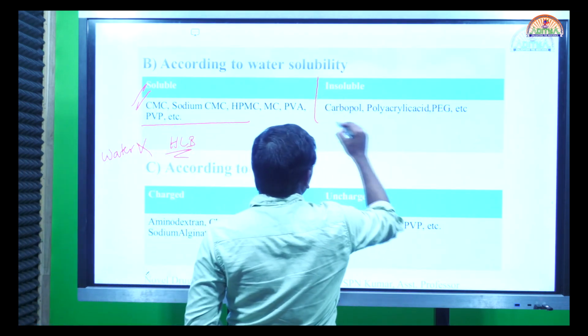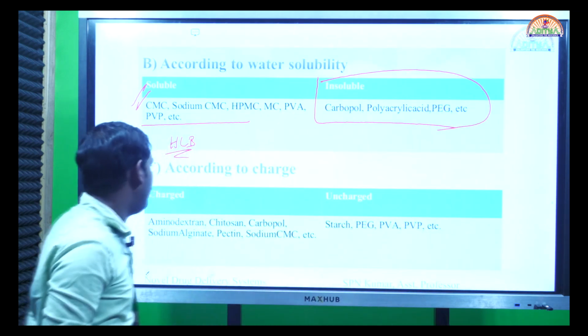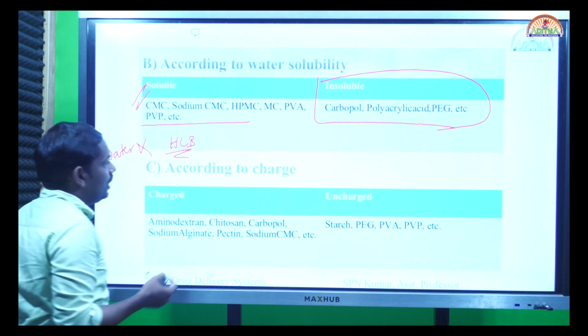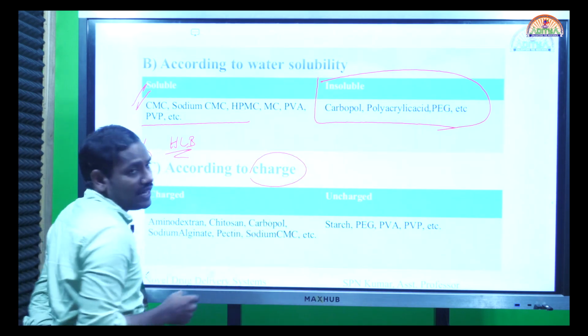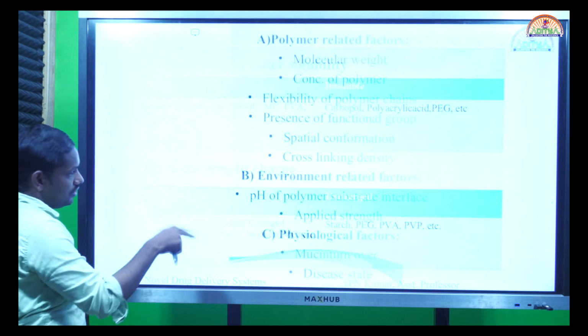There are also water insoluble polymers like carbopol, polyacrylic acid and PEG, polyethylene glycol. And based on the charge, whether they carry a positive charge or negative charge, they can also be classified in the given manner.